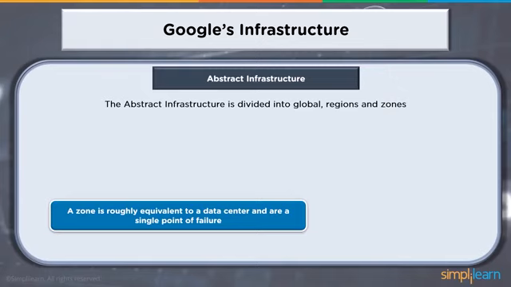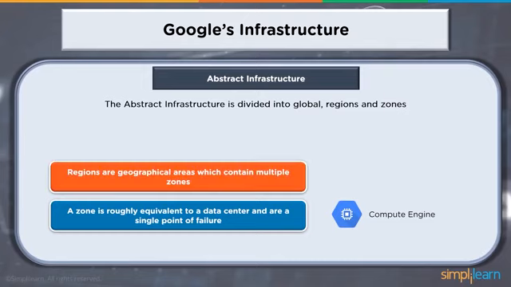When we talk about zone, a zone is roughly equivalent to a data center and a single point of failure. So you could have your Compute Engine, which is within a zone, or you could say Compute Engine is a zonal resource. You have regions, which are geographical areas that contain multiple zones. So you could have a region for US Central or Europe Central, Europe West, and so on. And within a region, you would have one or multiple zones, and zones basically allow high availability of resources.